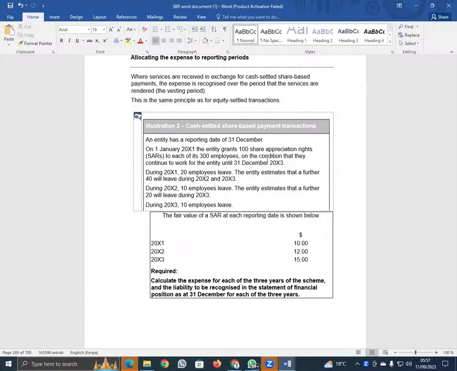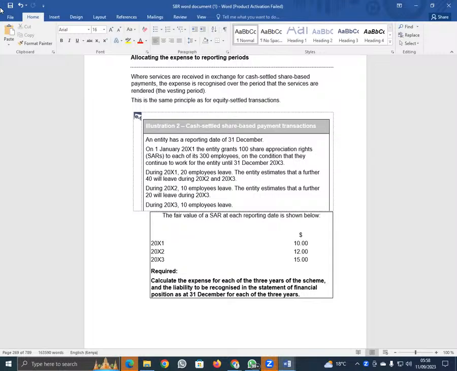You can screenshot this question. Please screenshot this question. So you're told an entity has a reporting date of 31st December. On 1st January 2021, the entity grants 100 share appreciation rights, which are not the same as options. They're not the same as shares. They're given to each of its 300 employees on condition that they continue to work for the entity until 31st December 2023. During 2021, 20 employees leave. The entity estimates that a further 40 will leave.